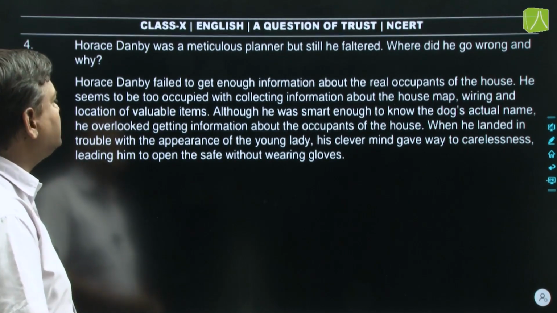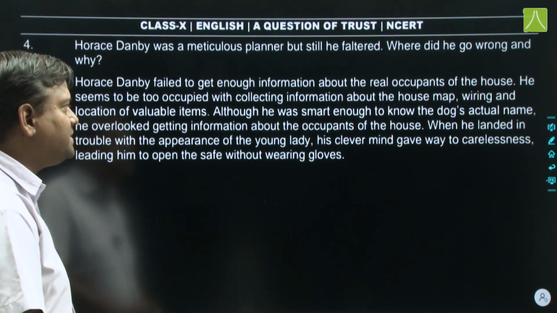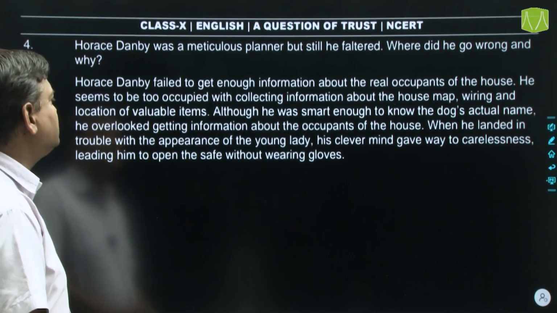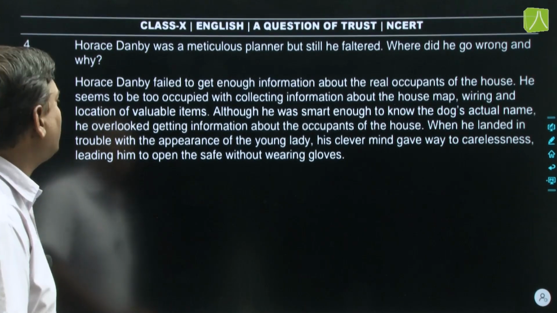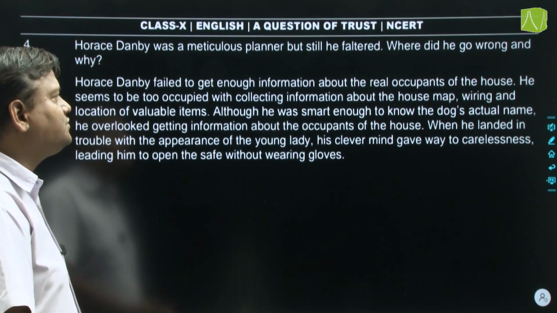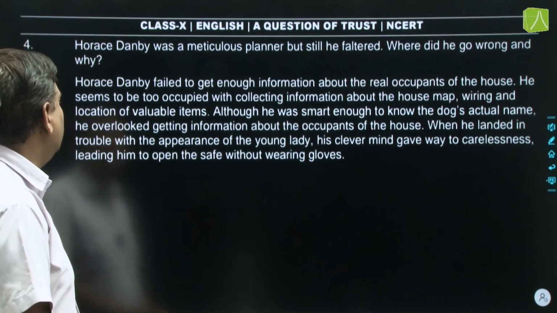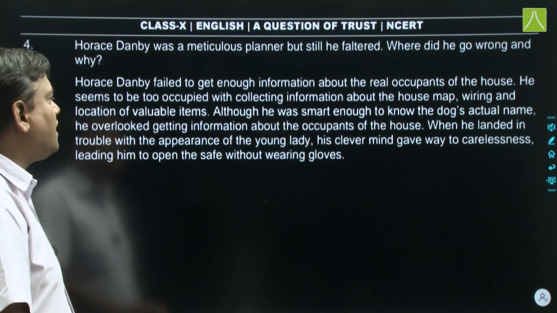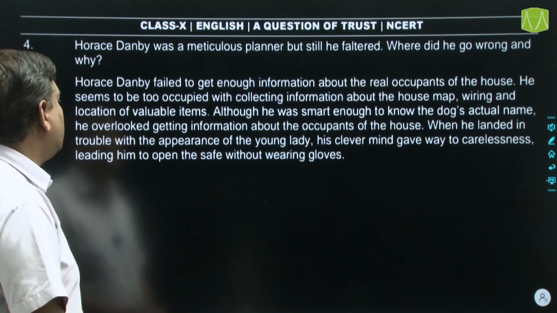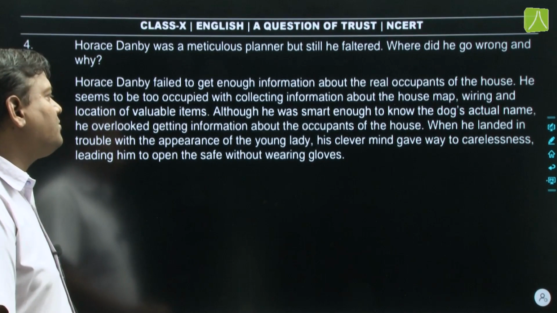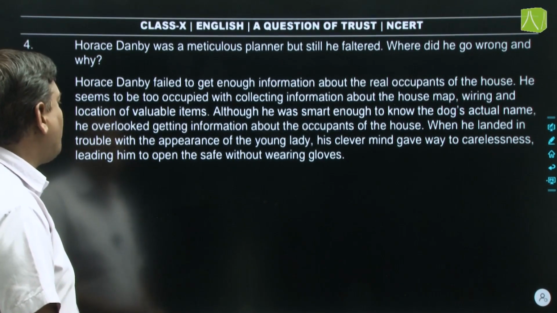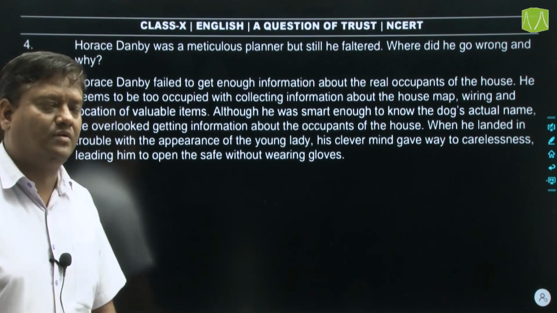Horace Denby failed to get enough information about the real occupants of the house. He seems to be too occupied with collecting information about the house map, wiring and location of valuable items. Although he was smart enough to know the dog's actual name, he overlooked getting information about the occupants of the house. When he landed in trouble with the appearance of the young lady, his clever mind gave way to carelessness, leading him to open the safe without wearing gloves.